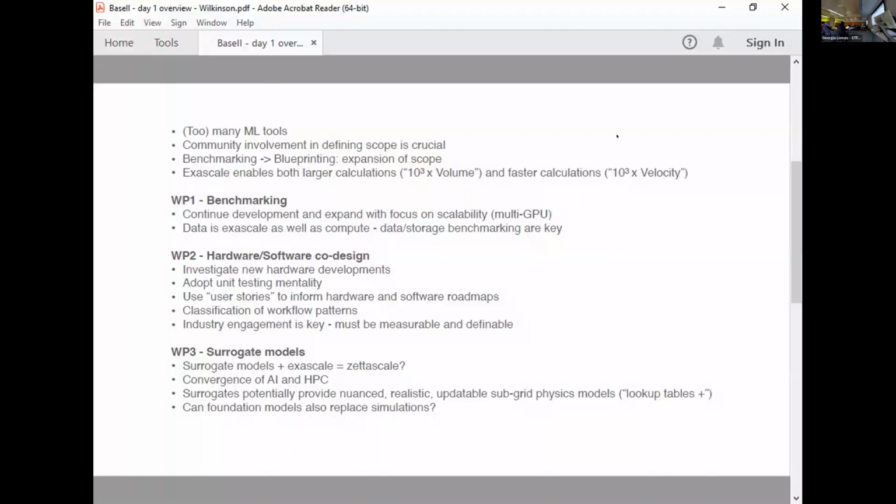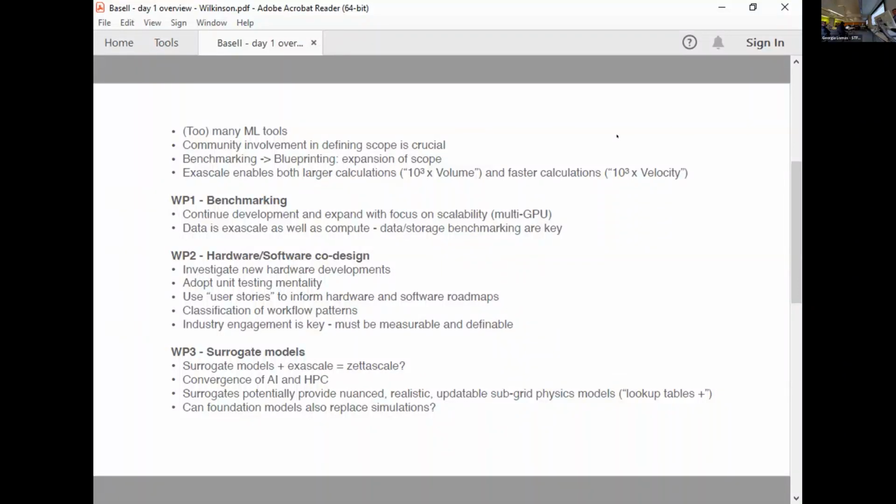Jayan emphasized the point that the B in Bayes 1 was benchmarking, and the B in Bayes 2 is blueprinting. That was to emphasize the shift that we're not just focused on benchmarking now. This is about providing blueprints for various different AI and machine learning activities like surrogate models and things like that.